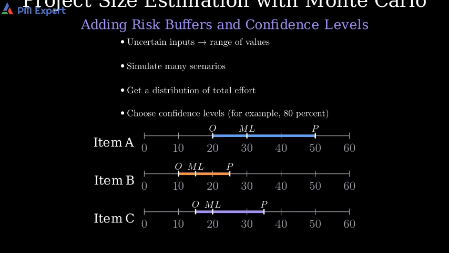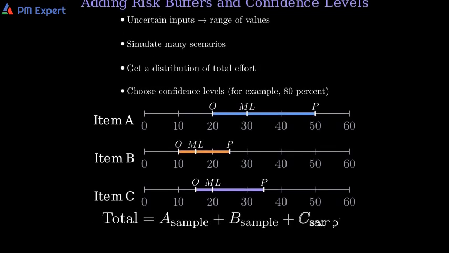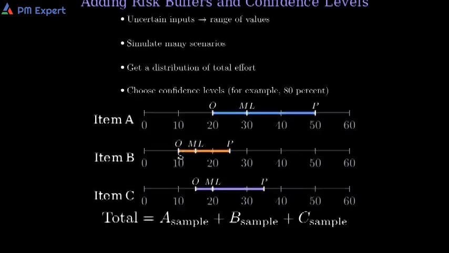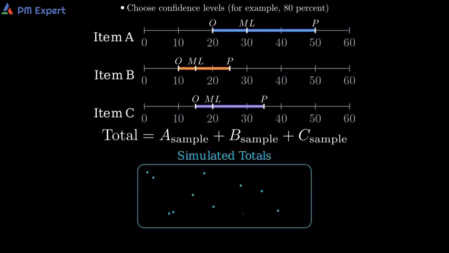How do we do the simulations? For each trial, we randomly pick a size for each item from its range, with higher chance near the most likely value, and then sum them. We repeat thousands of trials to build a distribution of total size. We can write this as total equals sample A plus sample B plus sample C. Now, imagine drawing lots of possible triplets and summing them over and over again.